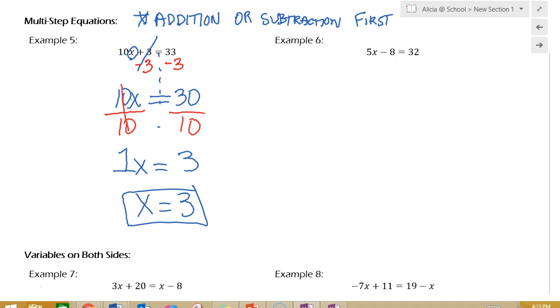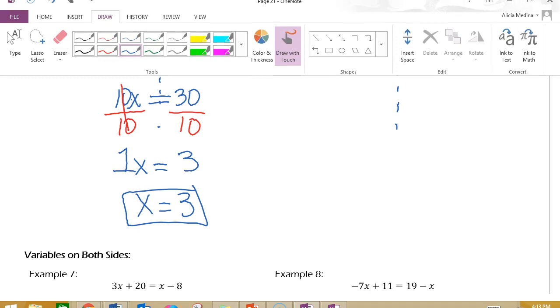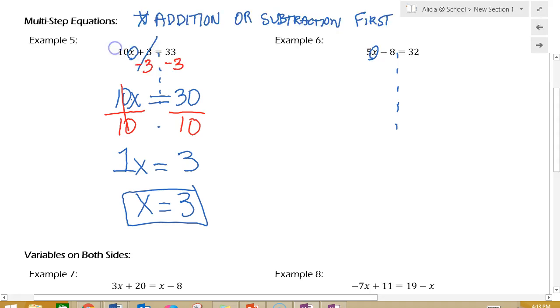Example number 6, bring a little dotted line there. Again, I know my variable is right there for an x. I need to isolate it. So if I'm subtracting 8, because I have to do addition and subtraction first, the opposite of subtracting 8 is adding 8. So 5x minus negative 8 plus 8 is 0. Right, that drops from 0. 32 plus 8 is 40.